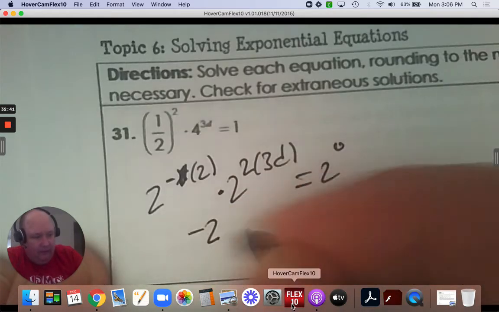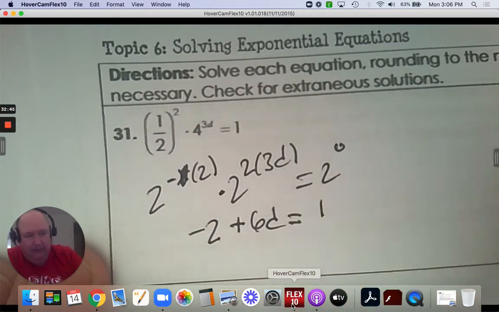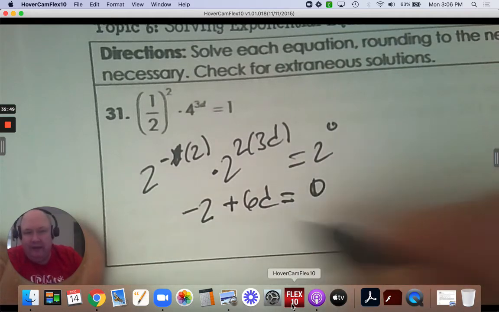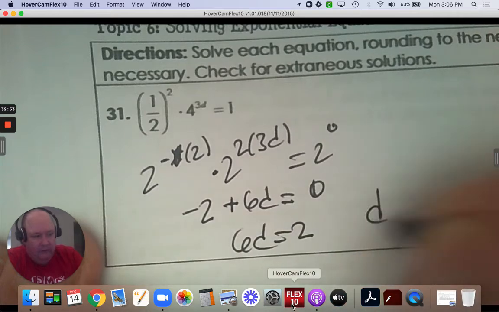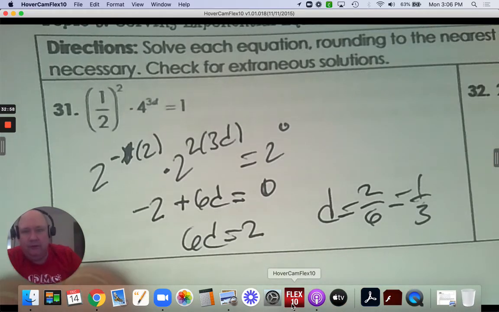So we have negative 2. Now we add the exponents when you're multiplying and the bases are the same. And then solve that equation, just looking at the exponents. So add 2, and then when you divide by 6, you could also write the answer as 1/3.